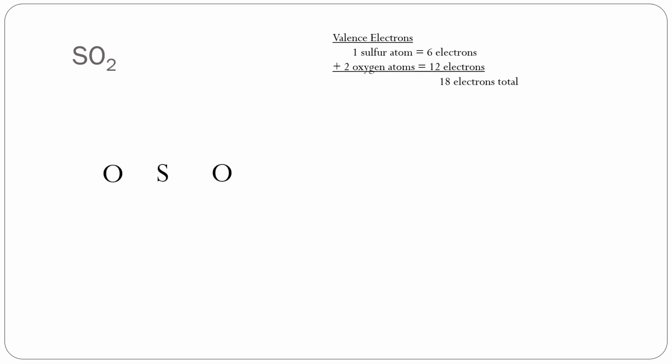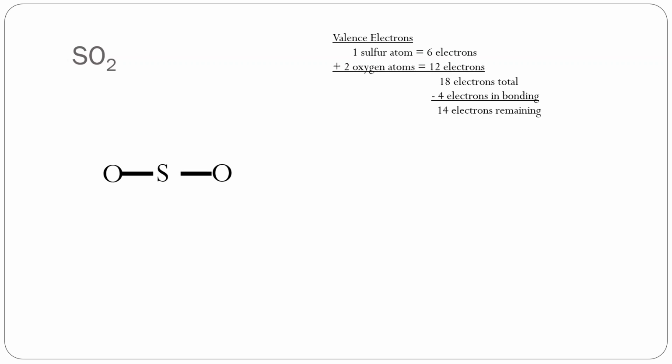Here's an example of SO2. We count 18 valence electrons total, 6 from 1 sulfur atom, 12 from 2 oxygen atoms. The sulfur goes in the center, surrounded by 2 oxygen atoms. Here are the 2 connections showing the covalent bonds. 4 electrons used in bonding gives us 14 electrons remaining.